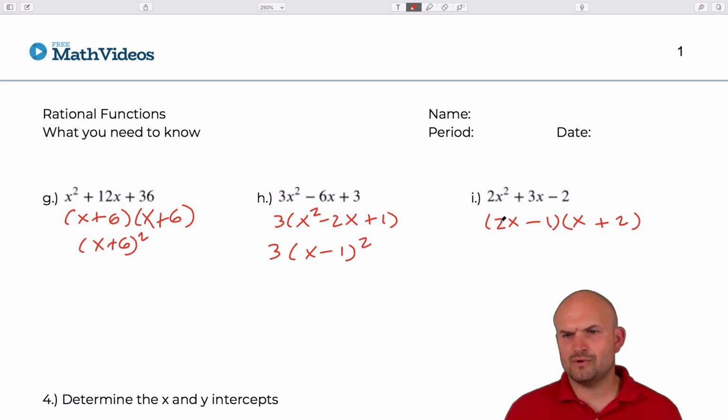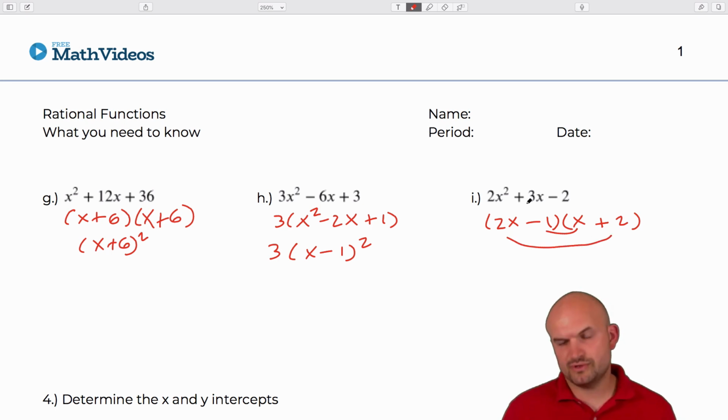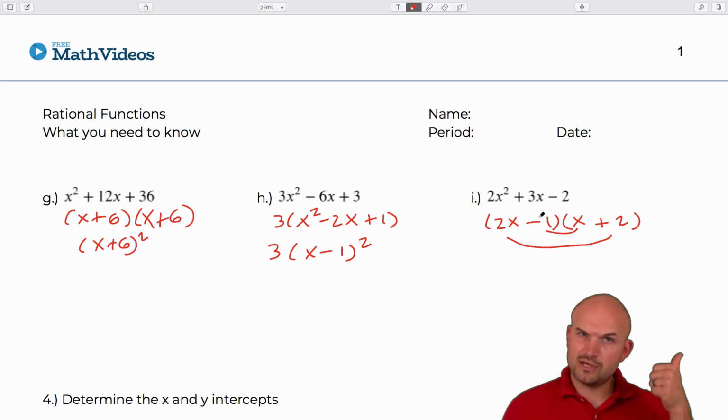So again, let's just check our work. 2x times x is 2x squared. -1 times 2 is -2. Let's check our middle and our outside terms. That gives me -x. That gives me 4x, which, 4x minus x would give you 3x. So boom, works.